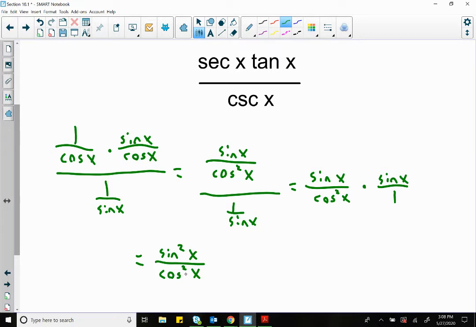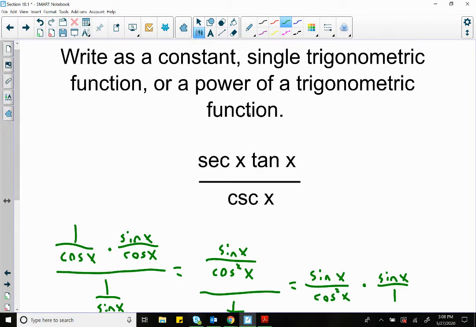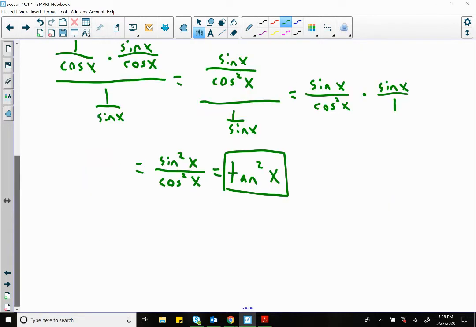Hey, wait a minute. I recognize this. What do I get when I have sine over cosine? Even though they're squared, it doesn't matter. Sine over cosine is tangent. So in the end, that giant thing just becomes tangent squared x. Because sine over cosine is tangent. And that's what they're looking for. That is a power of a trig function. I've got one trig function and it's got a power. That's A-OK.